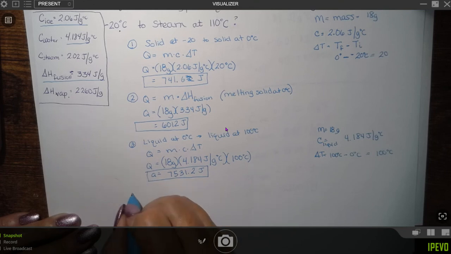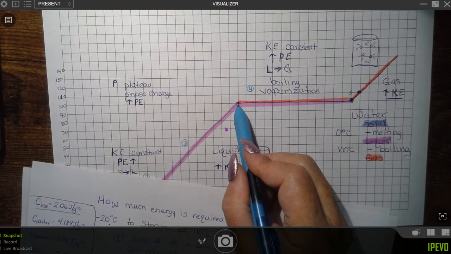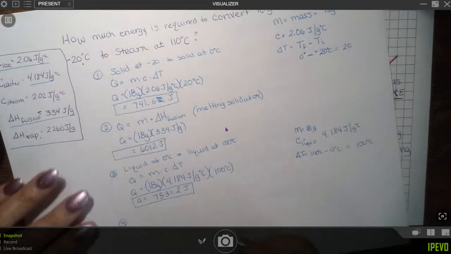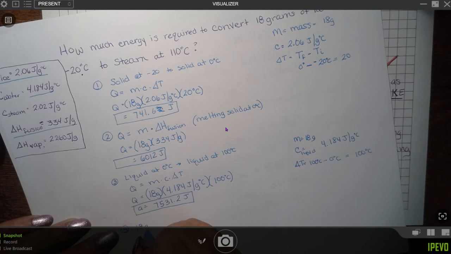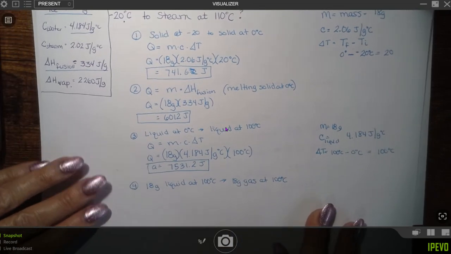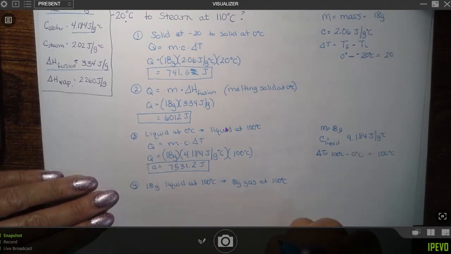All right, so step 4. What's happening in step 4? We're taking that 18 grams of liquid and we're going to vaporize it or boil it until we get 18 grams of gas. So this step is 18 grams of liquid at 100 degrees to 18 grams of gas at 100 degrees. So again, there's no temperature change along that plateau. So we can't use Q equals MC delta T.